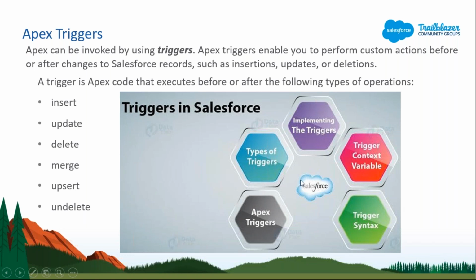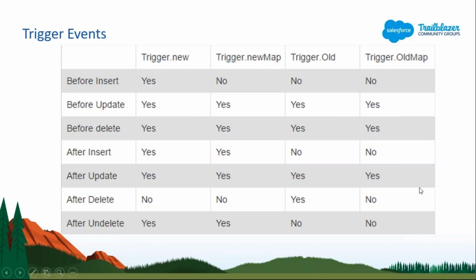And we have trigger types. There are two types of trigger: before trigger and after trigger. And trigger context variables, which we are going to cover next. So this is the trigger event. We have two types of trigger, before and after. So these are some before events, and these are some after events.